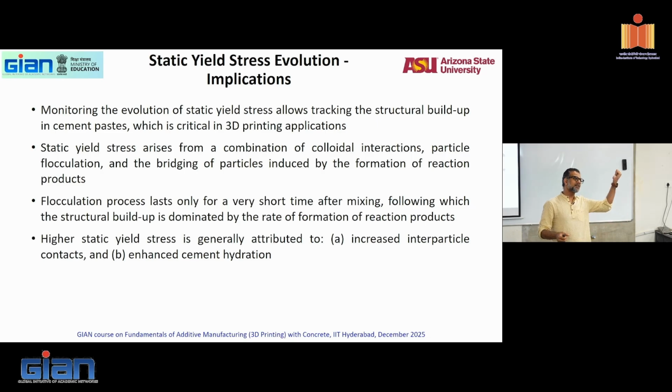Now you go back and trace it all the way back to what we talked about in the morning. All of this is just one big interconnected family, just that the relatives don't know each other at different points of time. There are long lost cousins. But you go back and trace your origins to pretty much the same place. Flocculation lasts only a very short time after mixing, after which structural buildup is dominated by formation of reaction products. If you have done any course on cement hydration, you would know that flocculation is very early. Once the reaction and reaction products form up, it is structural buildup after that.